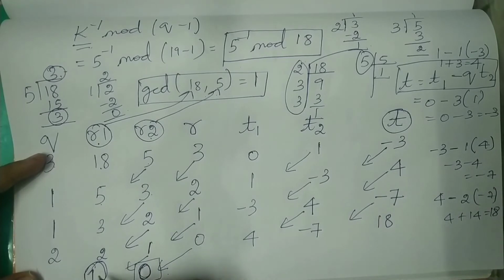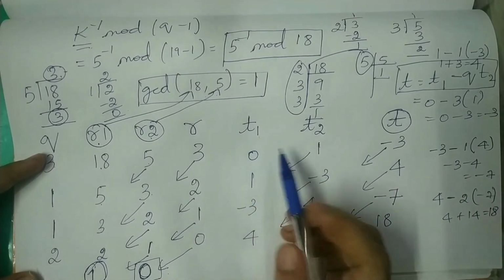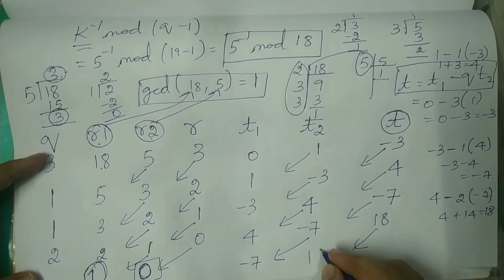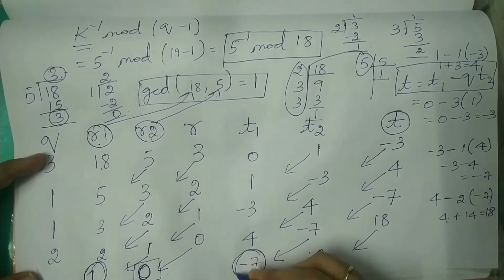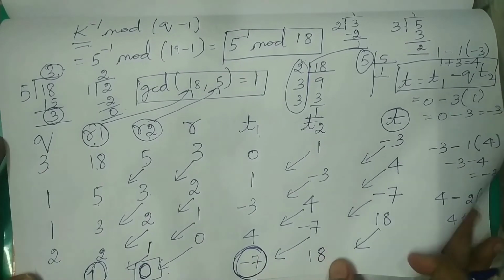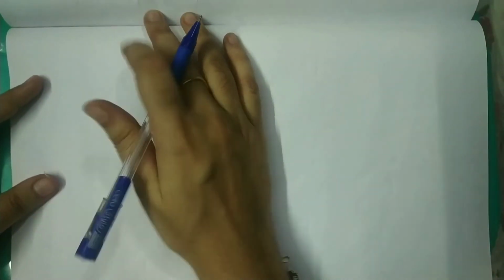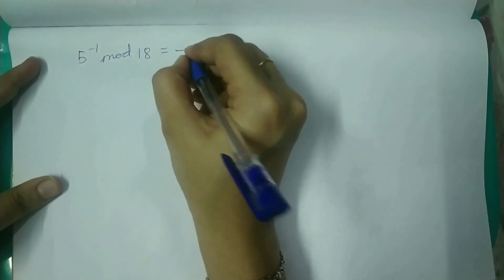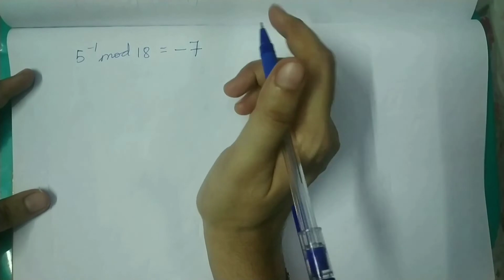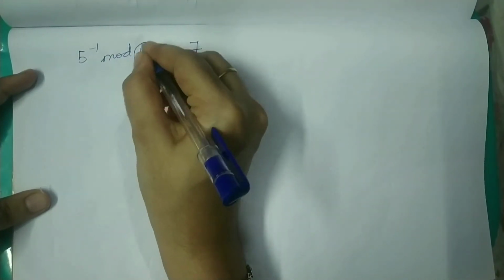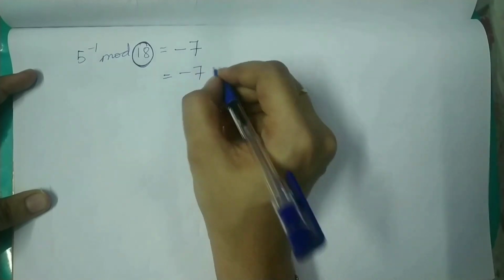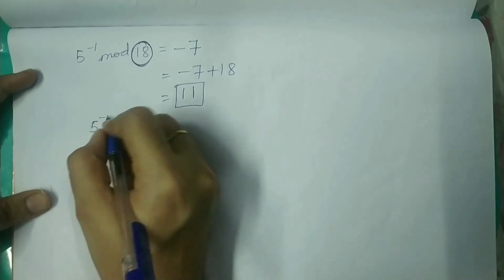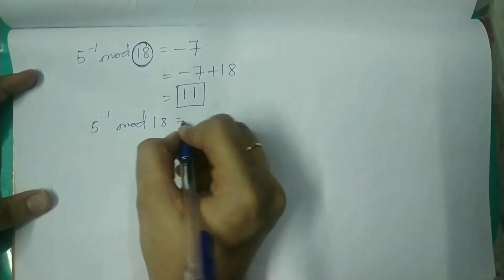So my inverse value is going to be the T1's latest value. Here also I should bring T2 to T1 and T2 to T2. So this is my latest value, and I'm going to choose it. So phi inverse mod 18 is equal to the latest value, which was minus 7. Since over here it is 18, I should add this minus 7 with 18. So I'll be getting 11. So the answer for phi inverse mod 18 is 11.